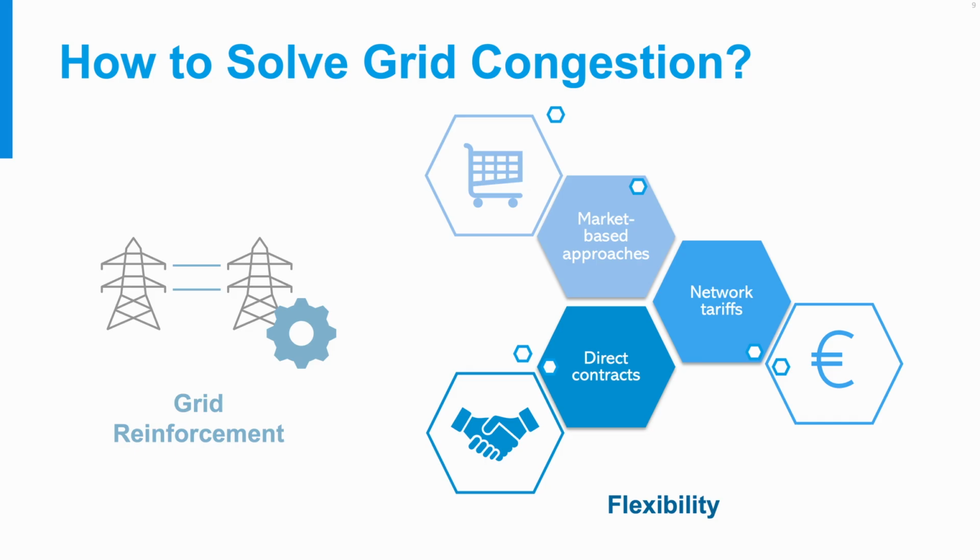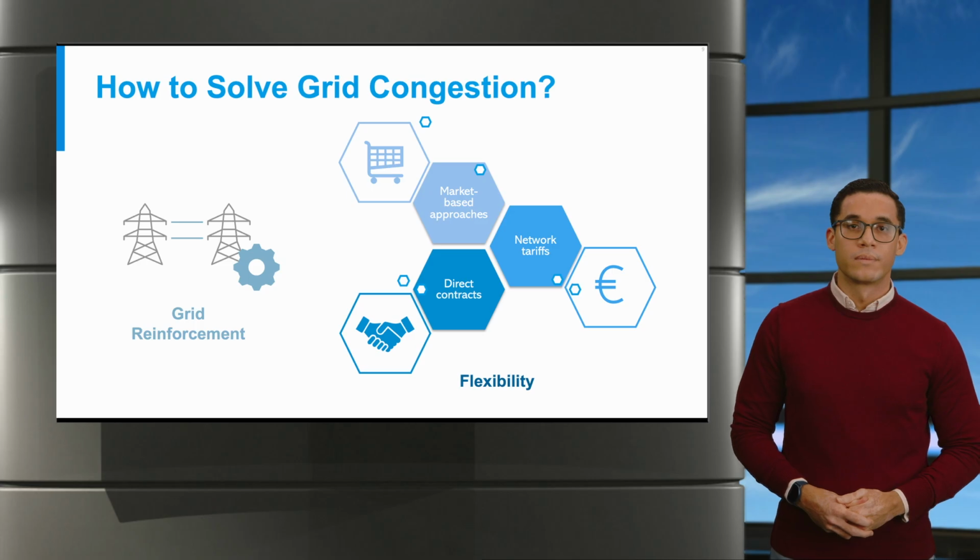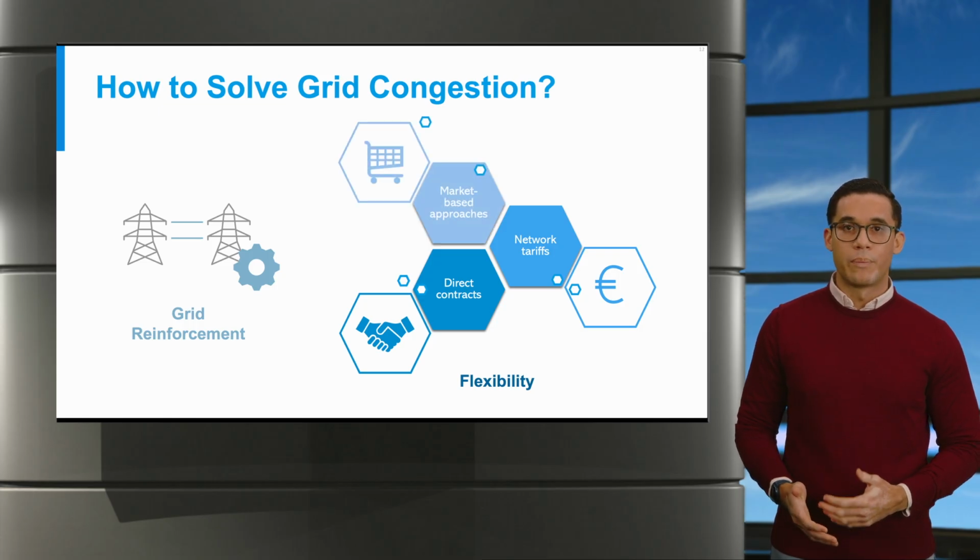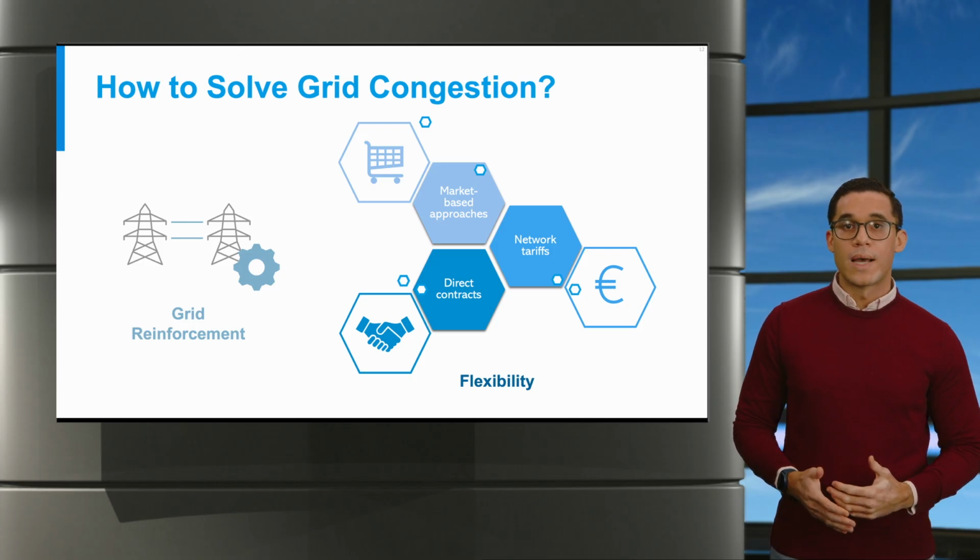That's why the second lever is flexibility, changing when and where electricity is consumed or injected, so peaks are reduced and the existing grid is used more efficiently. DSOs can unlock flexibility in multiple ways: direct contracts with customers, network tariffs that encourage off-peak behavior, and market-based approaches like local flexibility platforms. Each option has its trade-offs, and we will discuss them in the next slide.